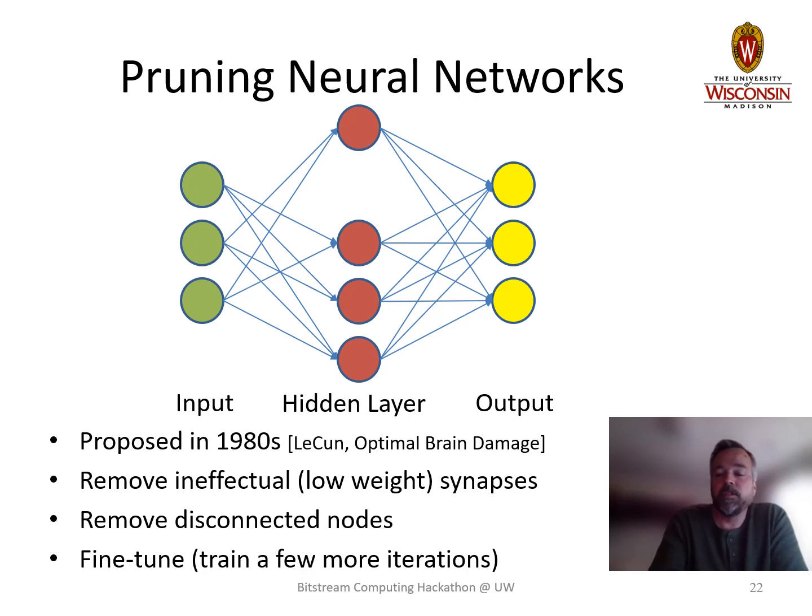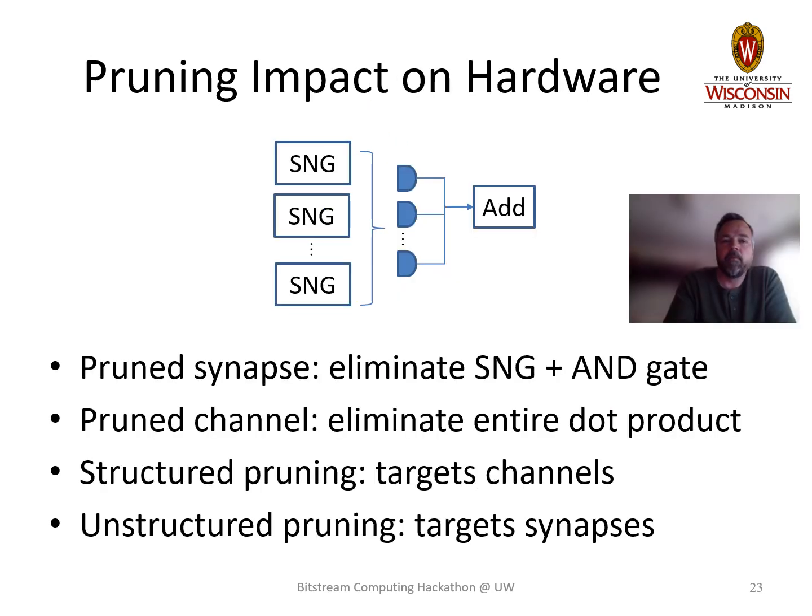And as you do this, that will have an impact on the hardware, because every time you eliminate a synapse, you're going to eliminate the stochastic number generator that's providing that weight value, and also the AND gate, and also the fan in to the adder. So there'll be a ripple through effect from eliminating that single synapse or weight. And then if you prune an entire channel, well, that means you're eliminating an entire dot product. And so there's a big savings there. You don't need the adder unit. You don't need any other circuitry that goes into it.